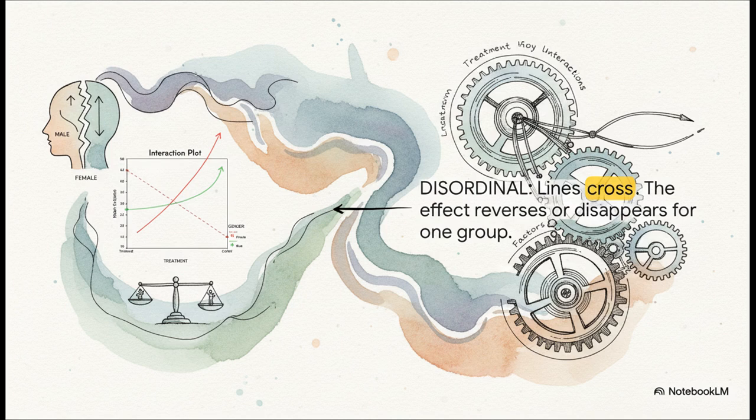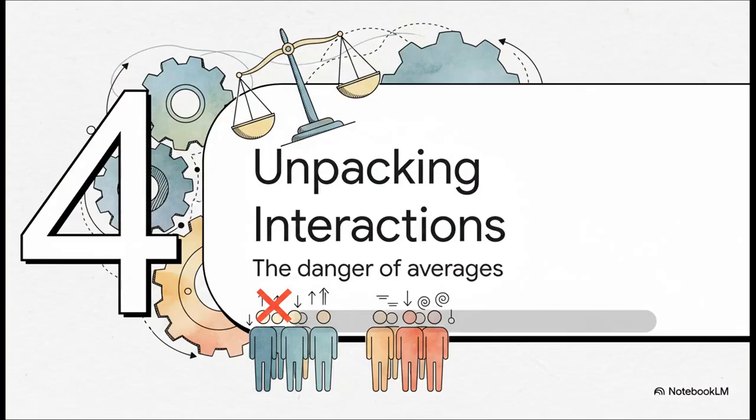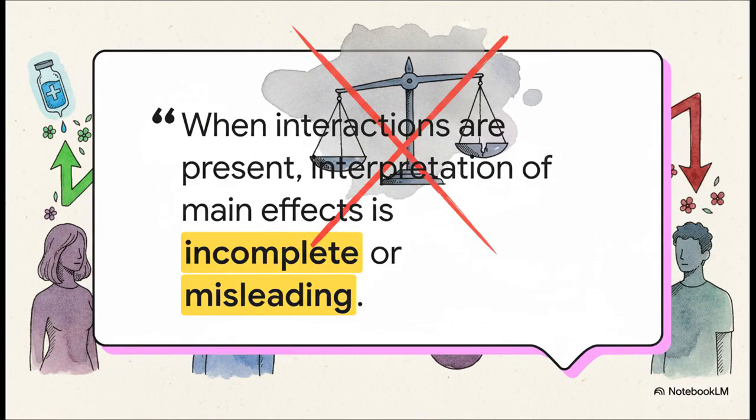This, my friends, is an absolute game changer. So why are we making such a big deal about these crossing lines? Because if you're not looking for them, you can be so dangerously misled by just looking at the simple average. Let me show you exactly what I mean. The source material just nails it with this quote. It says, when interaction effects are present, interpreting the main effects is incomplete or misleading.